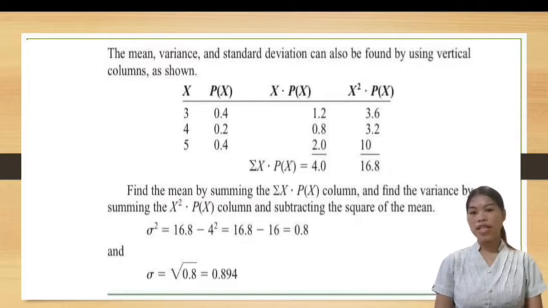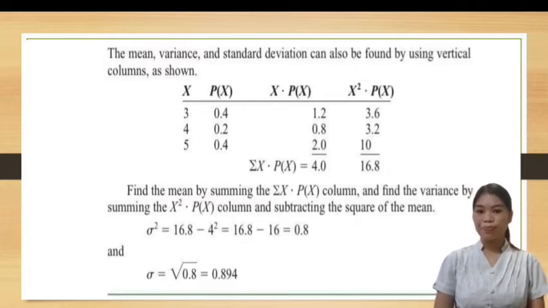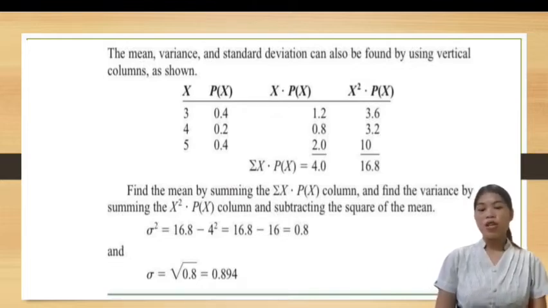So, atong kwaon is standard deviation. Standard deviation can be denoted by the square root of the variance. So, square root sa 0.8 is equals to 0.894. So, the same ra ang answer sa vertical columns o katong atong gihimo pag-una.